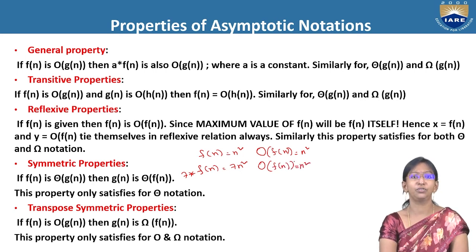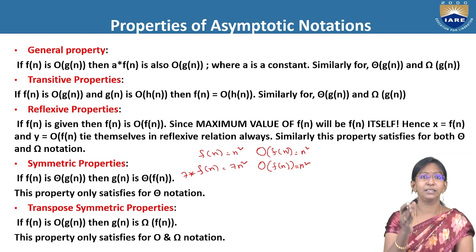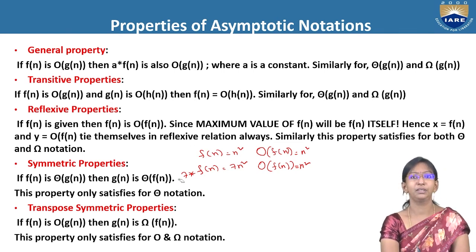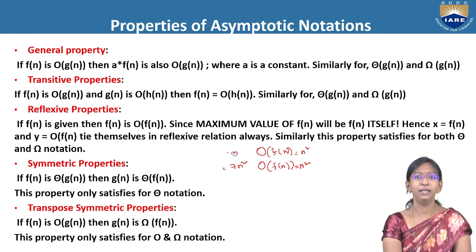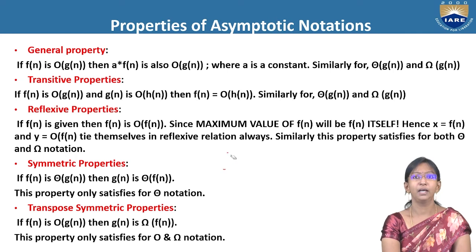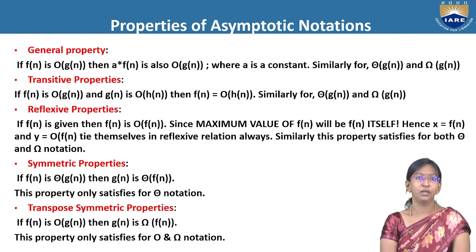It is not going to change, right? So 7 is a constant which does not affect the complexity, right? And the same property works for our theta and omega notations also. Okay, right. Coming to the second property, transitive property.